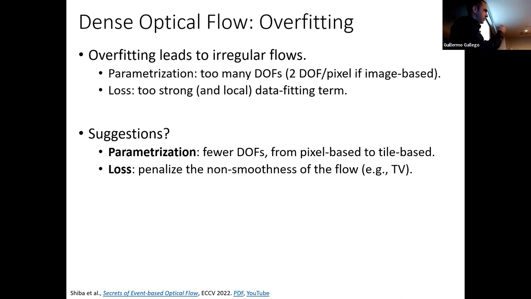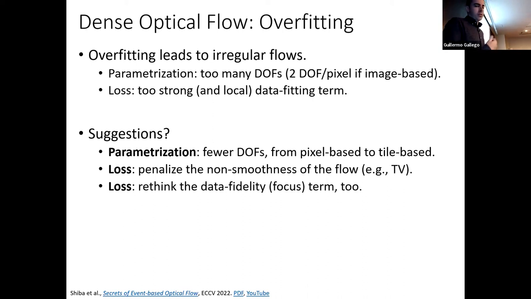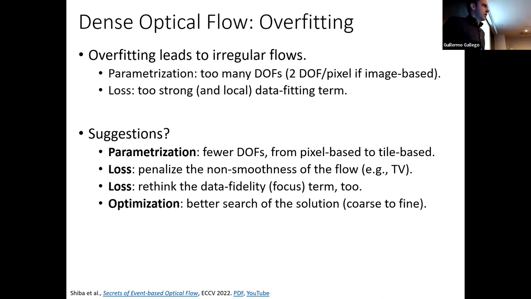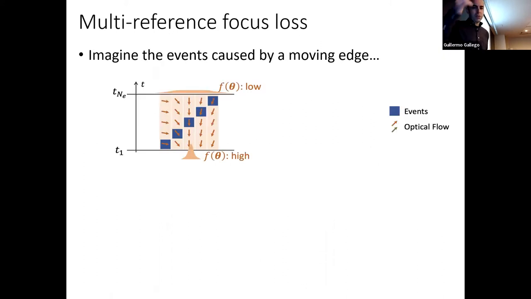So we could do the regularization that Claude was saying before and use, for example, the total variation, but this is not enough. We need to rethink the data fidelity term. I will show it in a minute. And that's just the objective. Then you need a good way to get to that local maximum or minimum, so you need a better coarse-to-fine approach. So the first fix would be to change the data fidelity term.